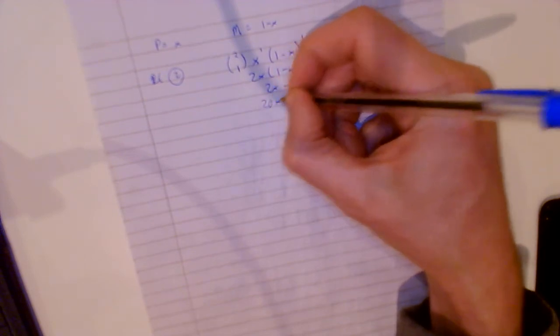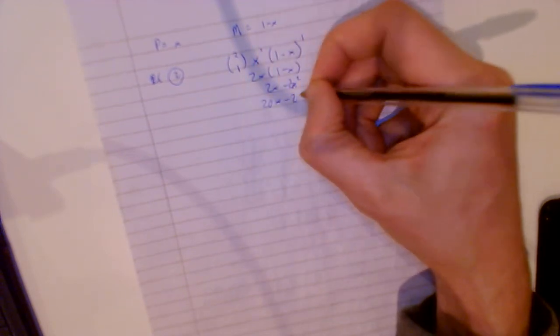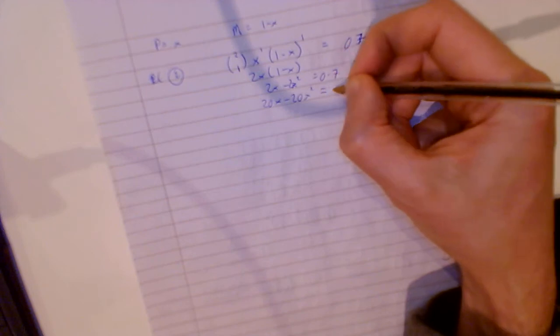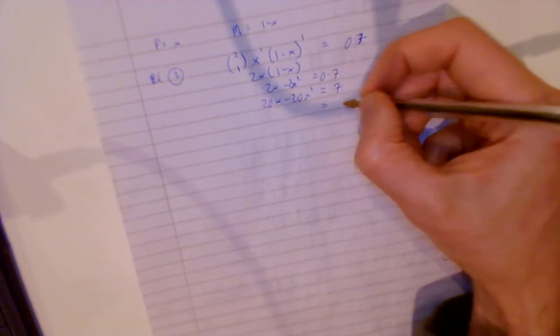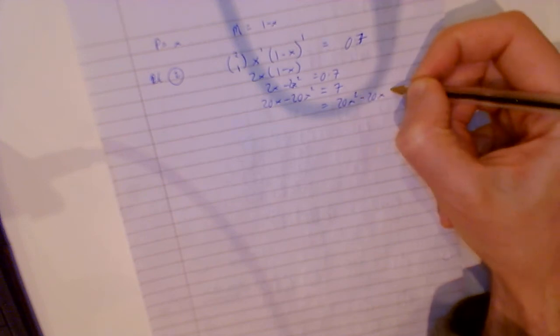Multiply everything by 10. That's 20x minus 20x squared equals 7. Bring it all over. 20x squared plus 7. Now obviously these numbers don't work out. Therefore you're going to get 2 values of x there. You would expect one of them. Well, x is representing the probability, so what does x have to be between? 0 and 1. Let's use a bit of common sense when we're looking at these.